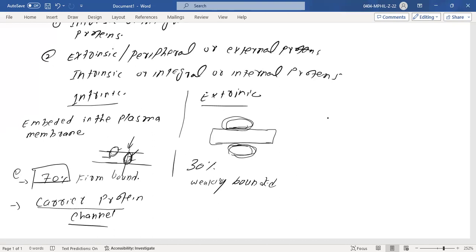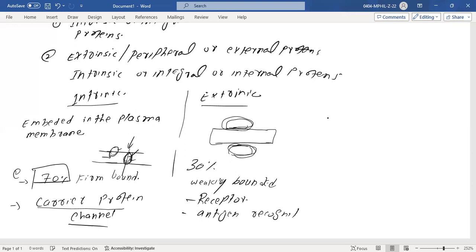So what is the function of these extrinsic proteins? How do they play their role? They may act as a receptor. And the second thing, they may also act as antigen recognition parts. Antigen recognition is also possible because of these extrinsic proteins. So these are the two functions of the extrinsic proteins which are commonly present in the cell.